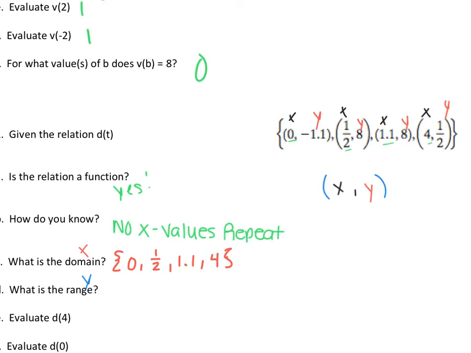Your range is your y values. I'll underline those in yellow: -1.1, 8, 8, and 1/2. You don't need to write the 8 twice because it's just annoying. Don't write the same thing twice. So we're just going to rewrite our range as -1.1, 8, and 1/2. That is your range of this function.